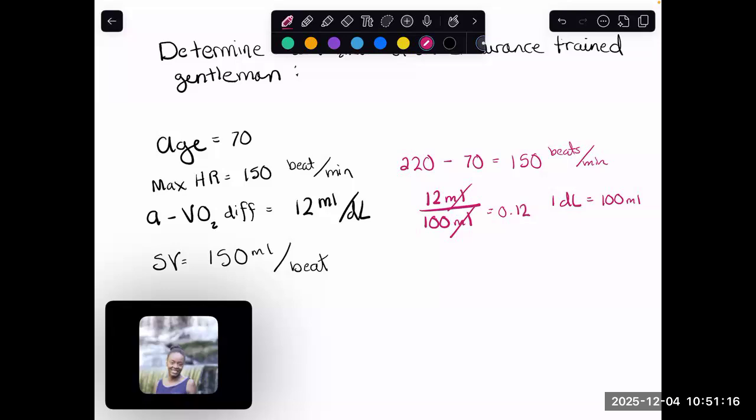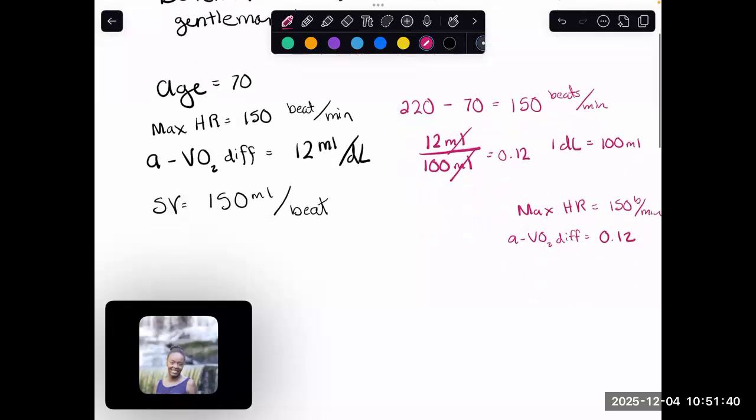So our AVO2 difference, I'm just going to write all the variables we finish up with here. Max heart rate of 150 beats per minute. And then AVO2 difference of, no, hang on, 0.12. And then we really don't have to change stroke volume at all because that's going to be the answer we were going to use in the first place. But just for your sake, stroke volume is your end diastolic volume minus your end systolic volume. So for this situation, his maximum stroke volume is 150 milliliters of blood per beat.